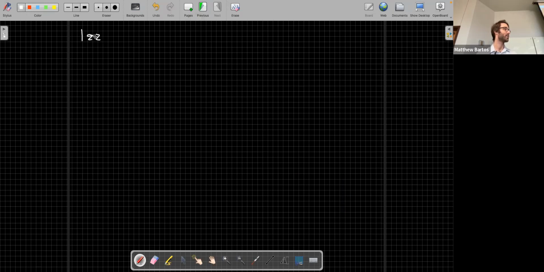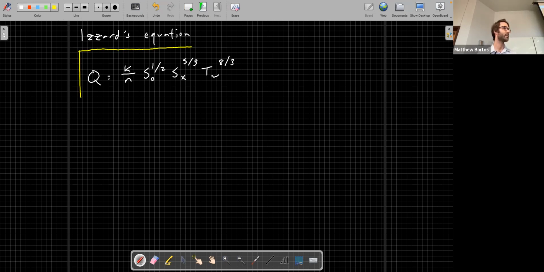What we end up with is what's called Izzard's equation. So this is an important one. Q is equal to K over N, sorry, I haven't explained what this K is yet, but I will in a second, times the longitudinal slope to the 1/2 power times the lateral slope to the 5/3 power times the spread to the 8/3 power. K is a constant that comes from the integration, and it incorporates that phi parameter into it as well.